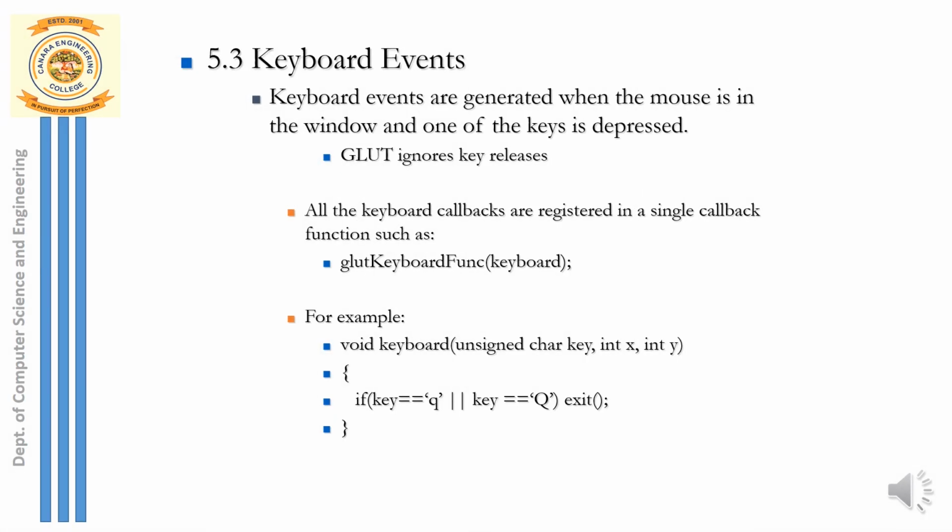Now let's continue with the next type of event. We have already completed the mouse callback event and the reshape callback event. Now the third callback event is keyboard. So what is a keyboard event? Whenever you press any key, this glutKeyboardFunc will be called. This is a callback function.